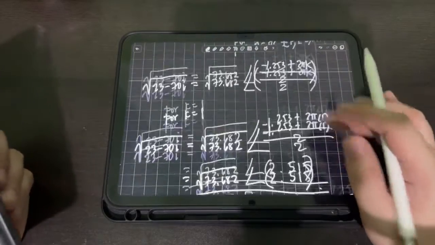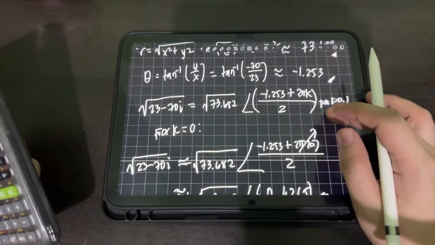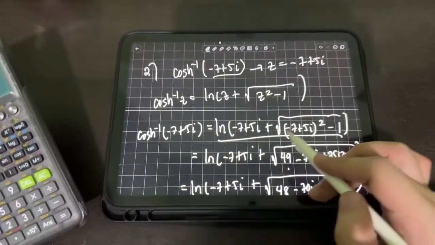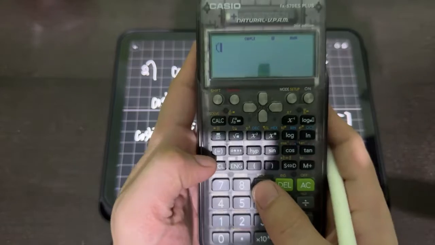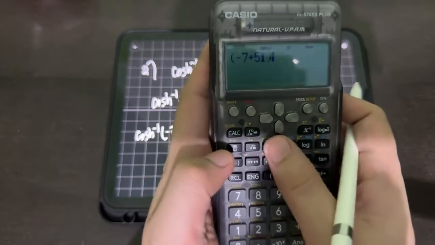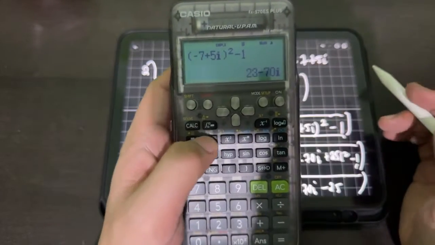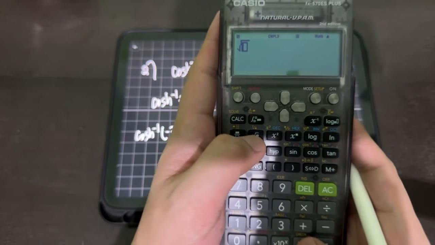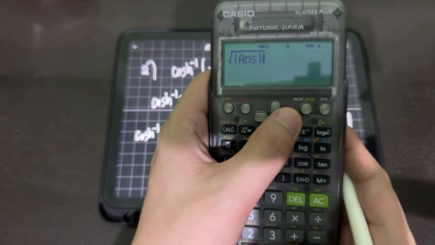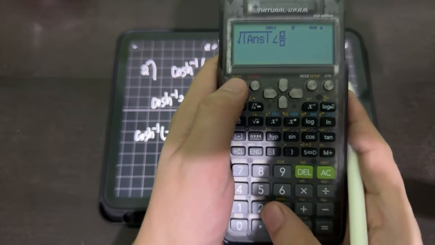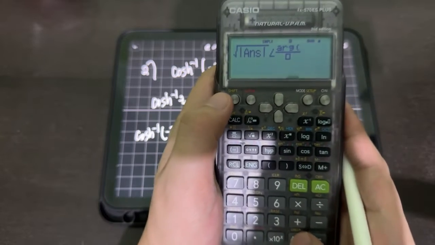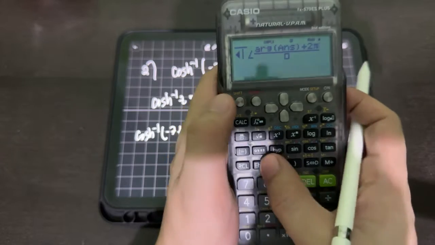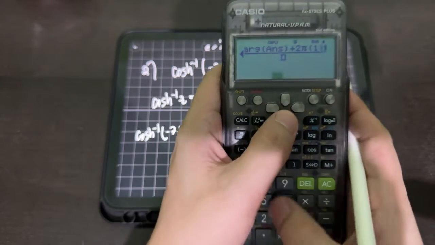How about for the second set of answer? Let's start again here. So input negative 7 plus 5i squared minus 1. Okay, then get the square root of the absolute value of the angle of argument. Shift to 1 of the ans. This time we set k to 1, so you should add 2 pi times 1 over 2.